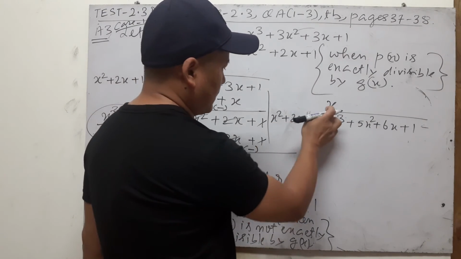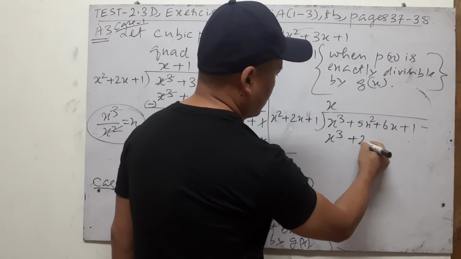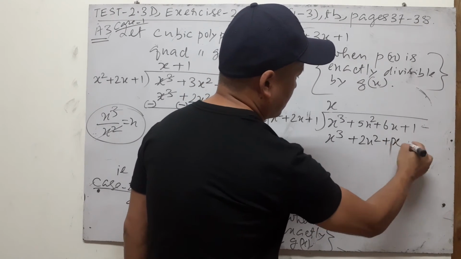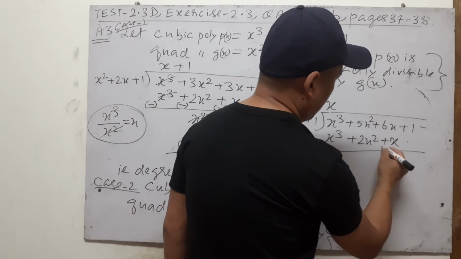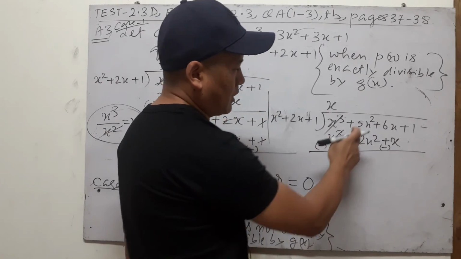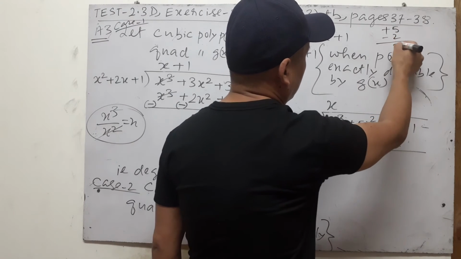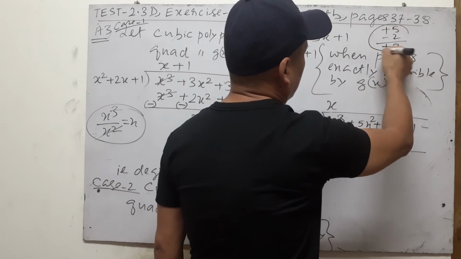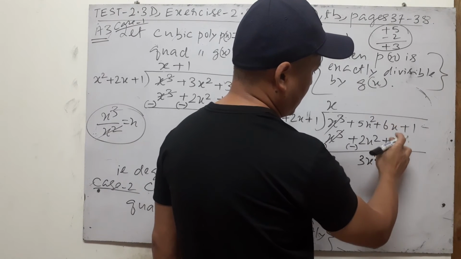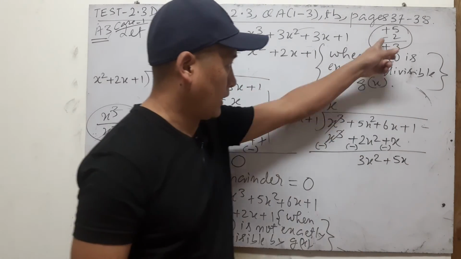So this x will multiply with these three terms. x into x squared is x cubed, x into 2x is 2x squared, x into 1 is x. Then put a dash and change the signs, plus becomes minus, so that x cubed becomes 0. Then 5 minus 2 is 3, so plus 3x squared. Then 6x minus 1x will be plus 5x. I think you understand this, so I won't show it like this.